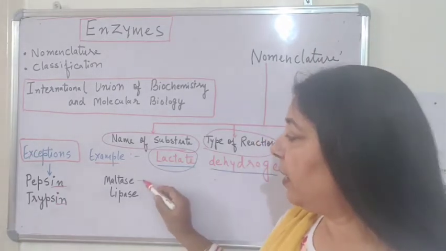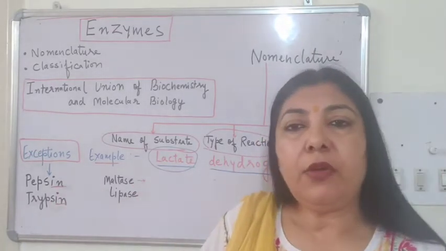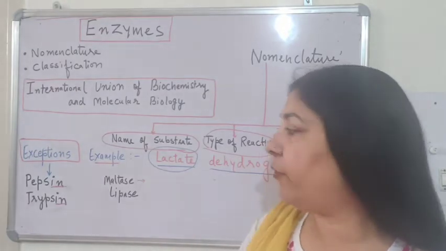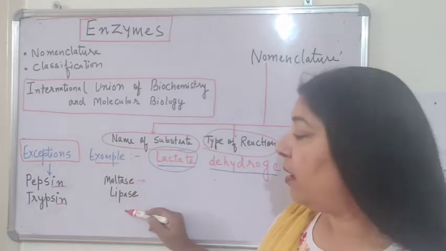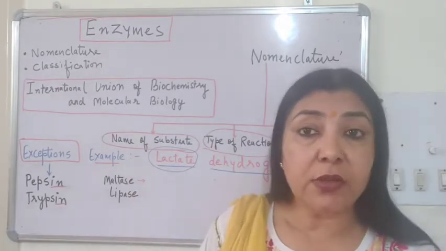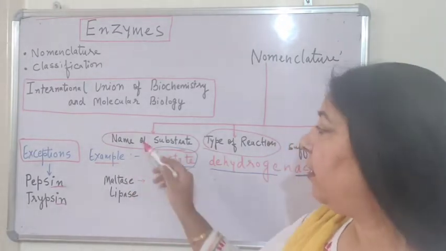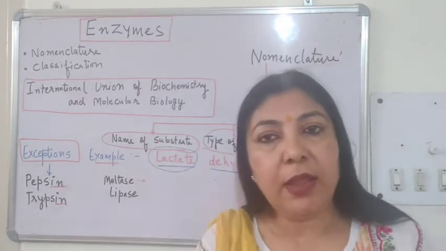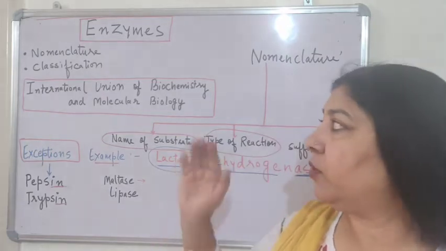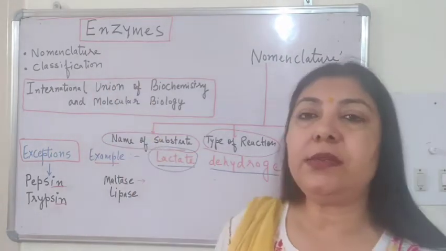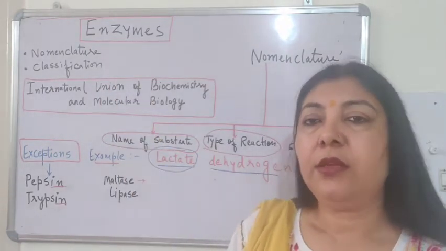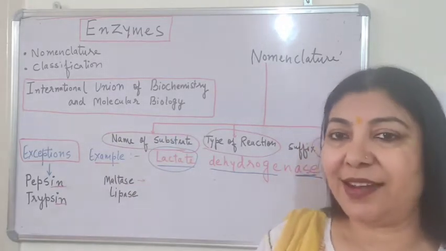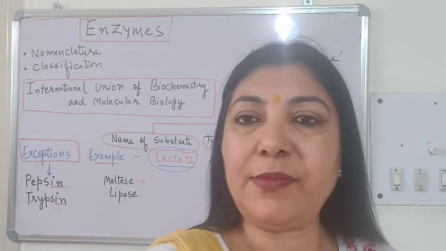Also, there are certain enzymes where we don't specify the chemical reactions they are catalyzing. For example, maltase, lipase, sucrase, all these things. Otherwise, these three parts must be included in the nomenclature of the enzyme. So this was the first part, that is nomenclature. Now we will switch over to the next part, that is classification of the enzyme.